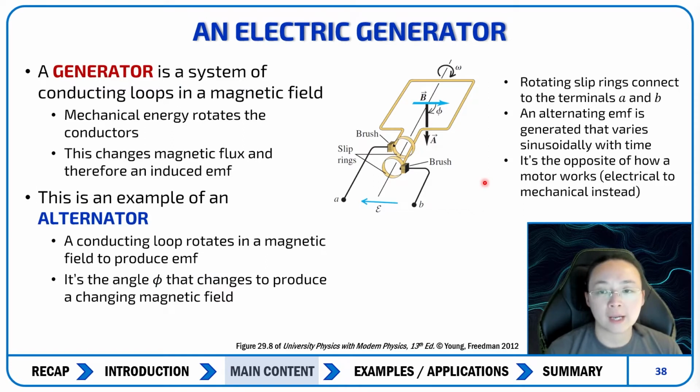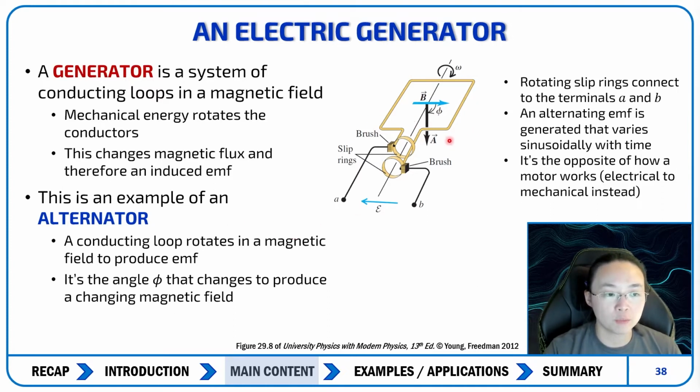So let's go through what happens within an electric generator. A generator is a system of conducting loops over here in a magnetic field. So the mechanical energy is going to rotate the conductors, and this changes the magnetic flux and therefore causes an induced EMF. So this whole thing spins around, causing a change in the magnetic flux, which then causes an induced EMF. So specifically, this is an example of what we call an alternator.